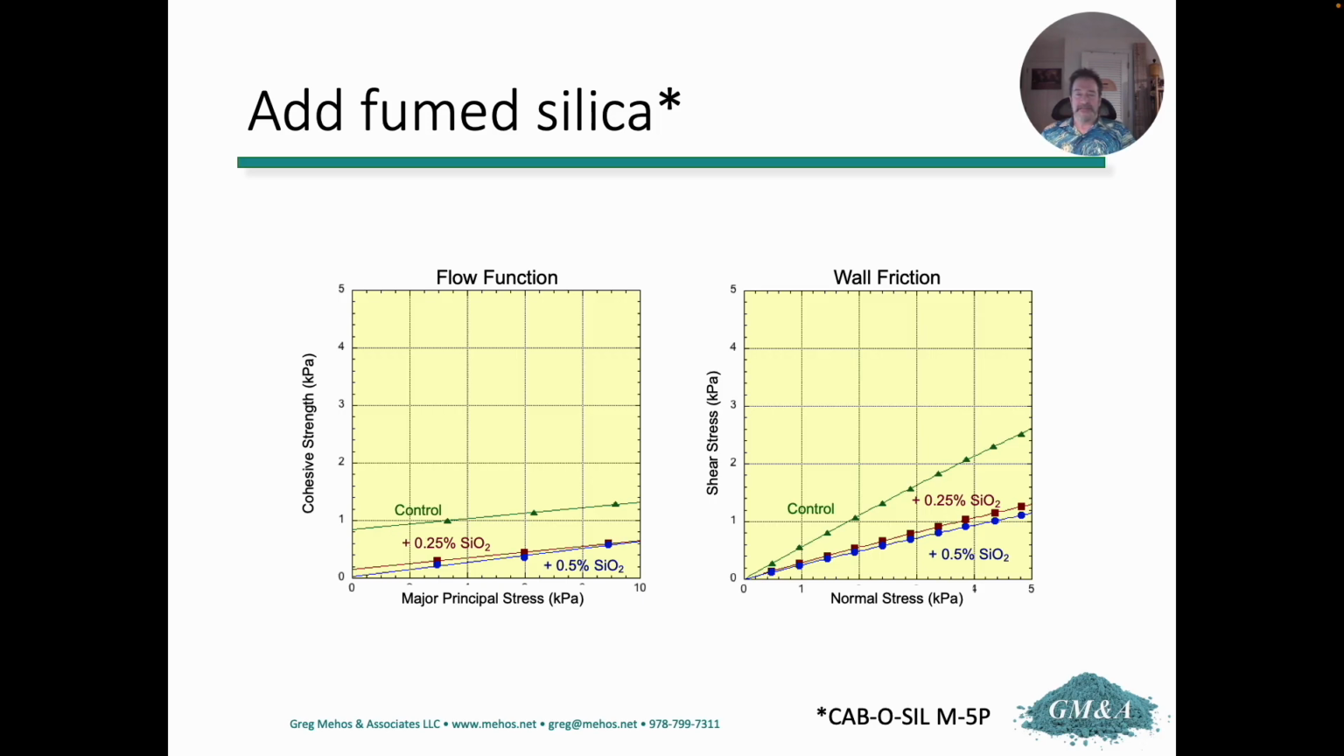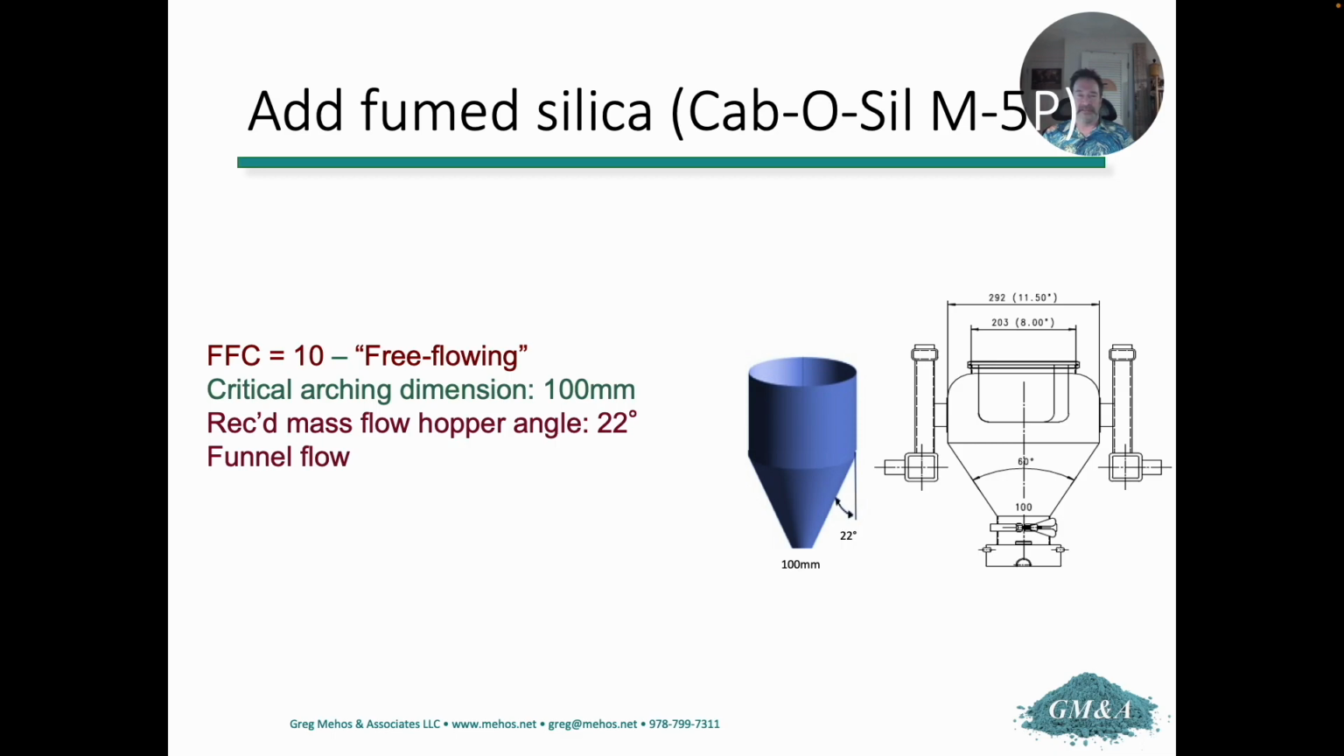And we also, and this isn't always the case, reduce the wall friction. We see that the wall yield locus, when we added a little bit of Cabosil, the wall friction angles are going to be dramatically lower than that of the control where we didn't add any flow aid. So now we can go through the same routine. First of all, we calculate the FFC. Hey, it's equal to 10. Free flowing, it's got to work this time. And we get a critical arching dimension of 100 millimeters, which is right in line with what we have. But unfortunately, the required mass flow hopper angle is 22 degrees from vertical, and our hopper is 60 degrees.